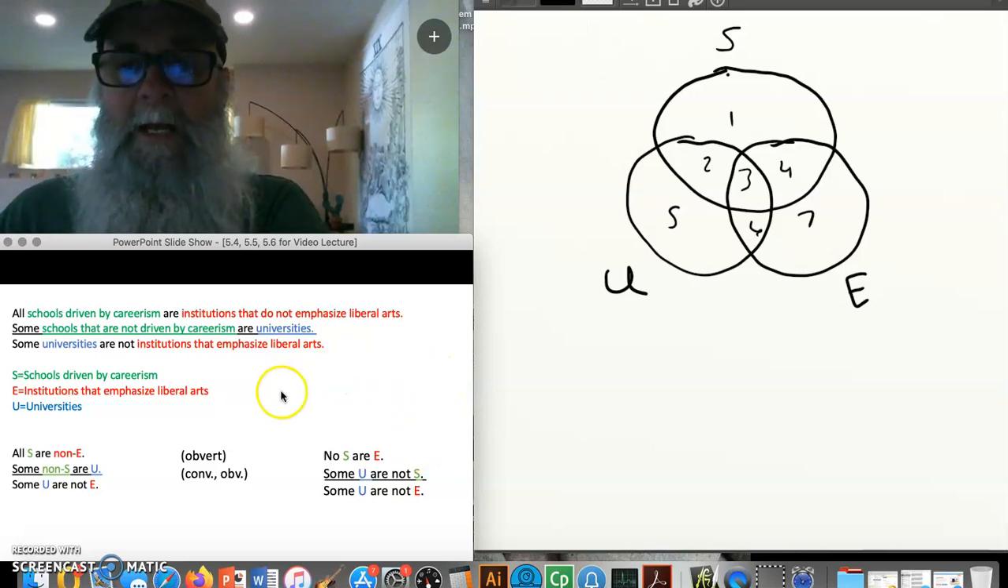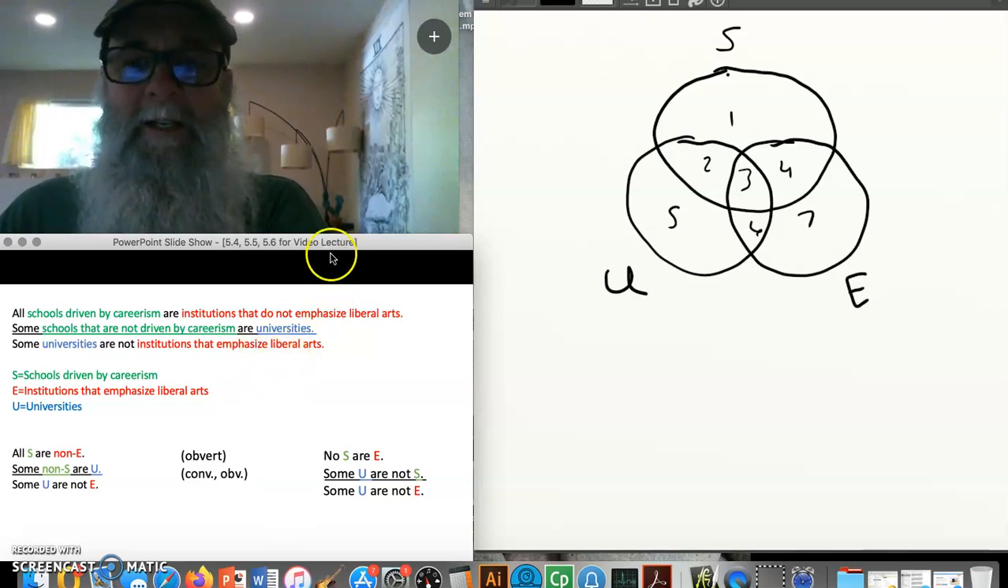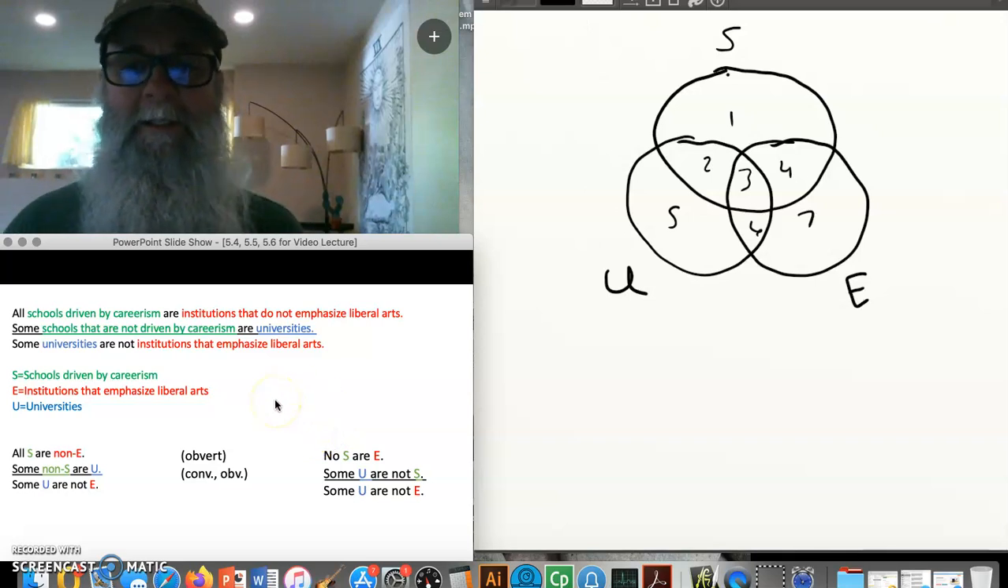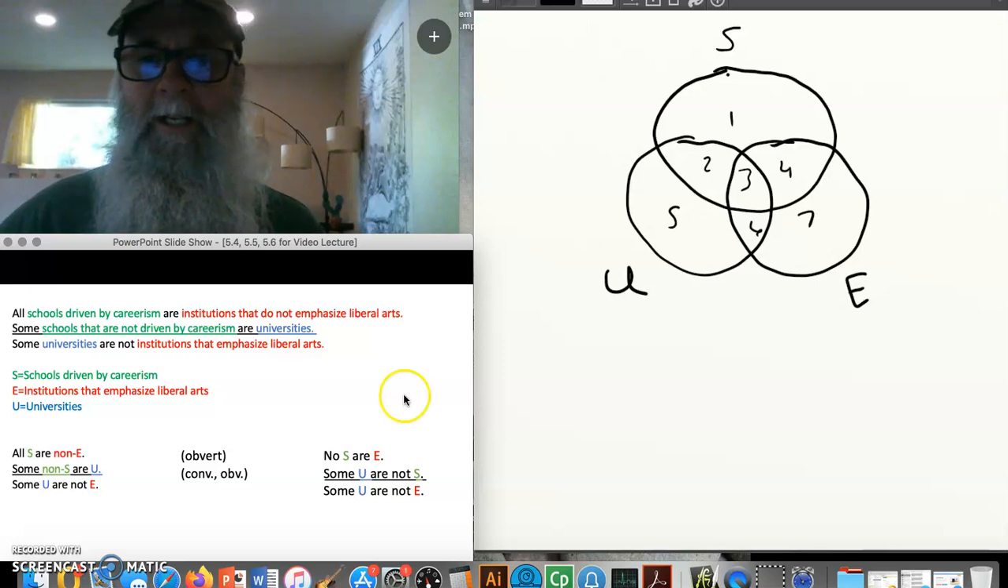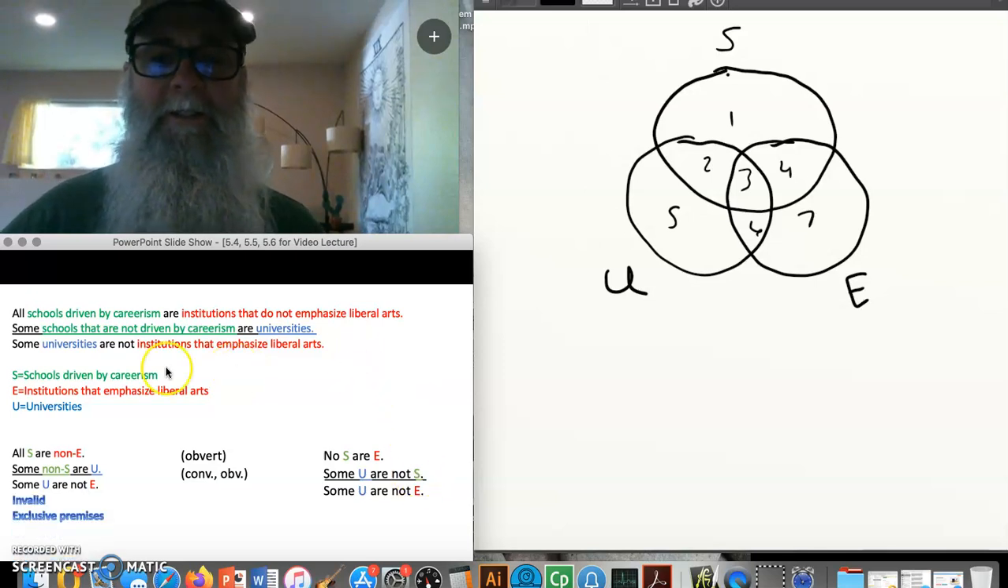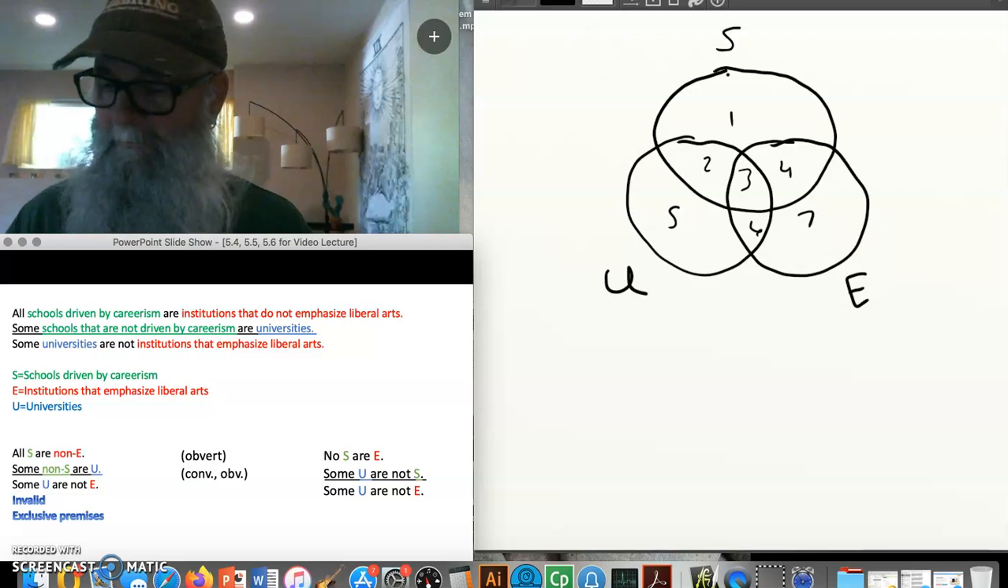I passed them. Now the third rule says I'm not allowed to have 2 negative premises. And this is where we kind of run into our wah-wah problem. Because my first premise is an E statement, and my second premise is an O statement, and those are both negative. Okay, so this argument has violated the third rule, which means it's invalid, and the fallacy is exclusive premises.